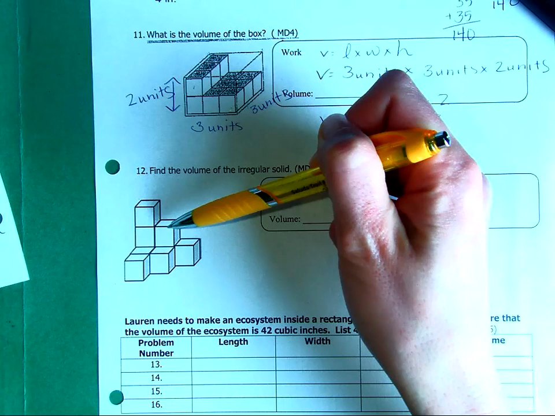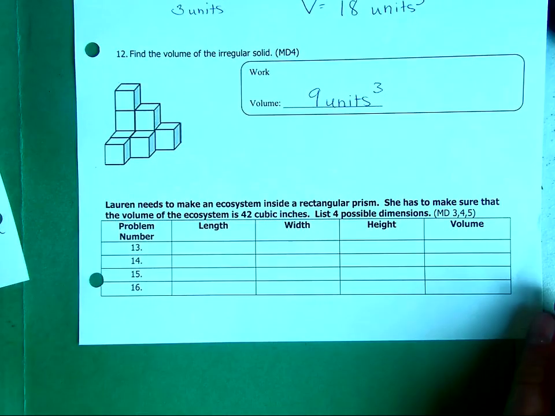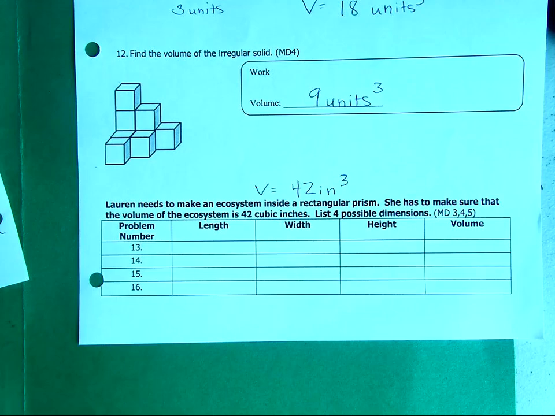And the last question, Laura needs to make an ecosystem inside a rectangular prism. She has to make sure that the volume of the ecosystem is 42 cubic inches. So she's wanting the volume to be 42 inches cubed. So think of all the possible dimensions you could use to equal 42. This is a lot like the one we did on problem number 6. And this is like the activity we did in class where I gave you 24 cubes and I said find all the ways you could put this together to make a rectangular prism. So it's just like that hands-on activity we did. So let's hear from the audience.